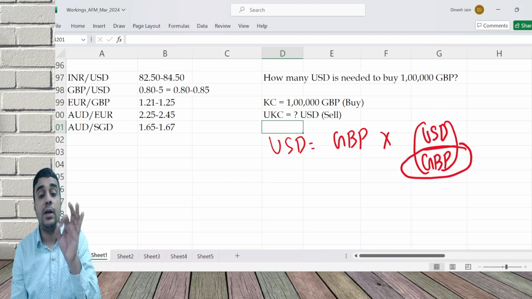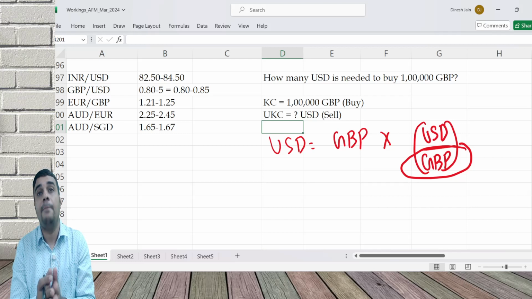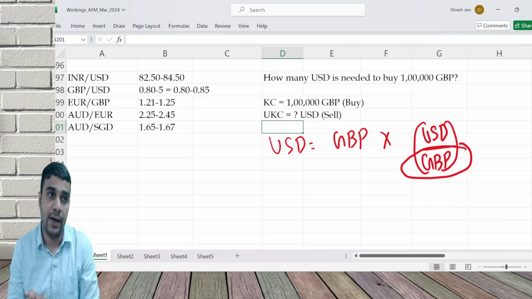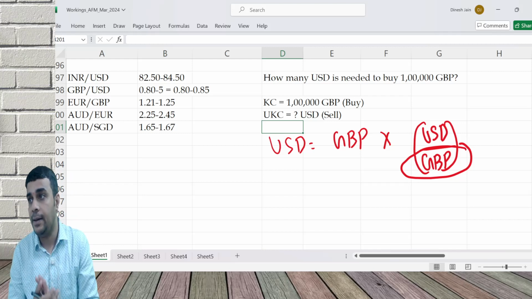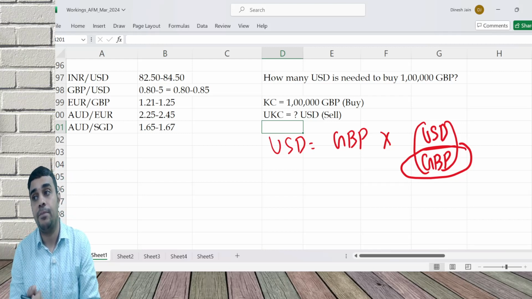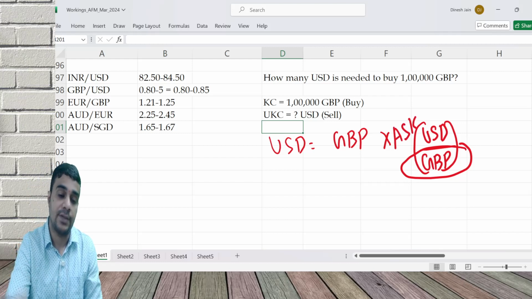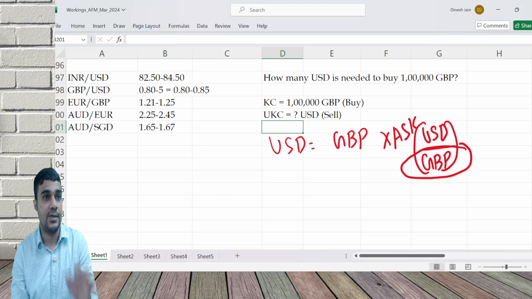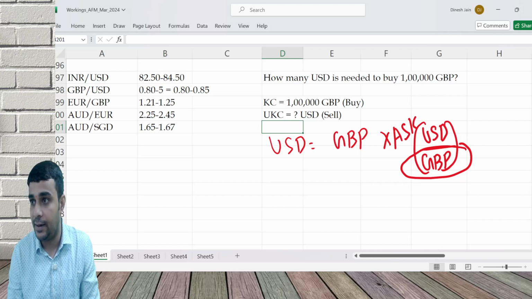GBP. What are we doing with GBP? See above and tell me. What are we doing? Buy. If we are buying, bank is going to sell it. Bank will sell at what rate? Ask rate. So I need the ask rate. This is how I decide whether I need the bid rate or the ask rate.